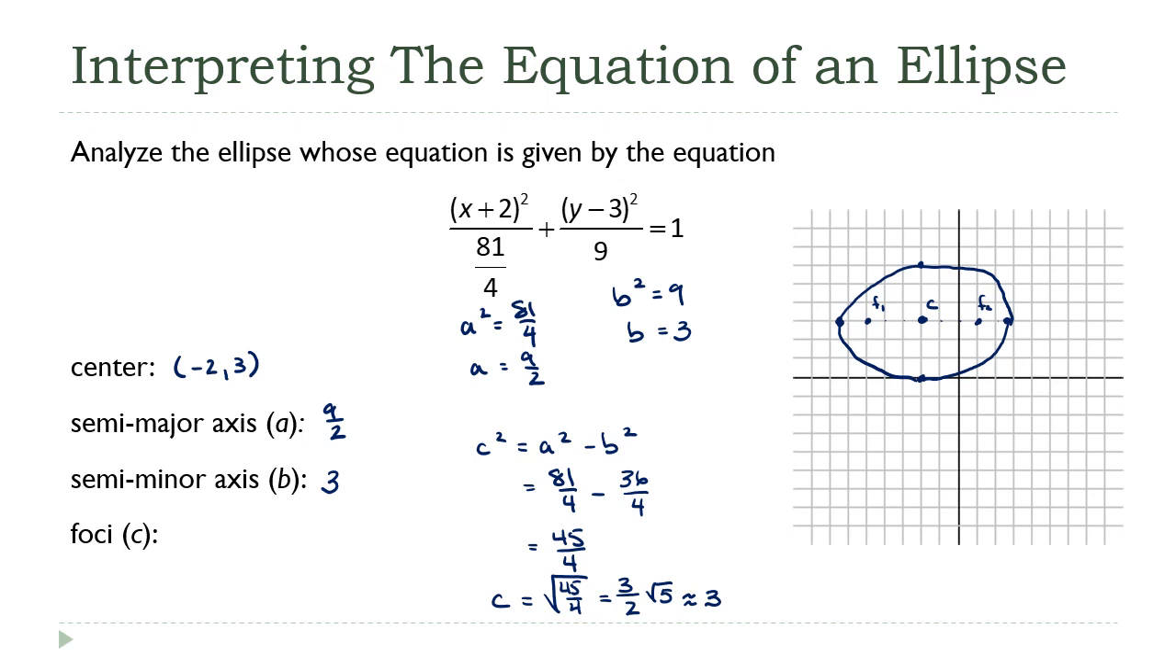All right, so what are the coordinates of those focal points? Well, you can see from the diagram, their y coordinates are all the same. Their y coordinates are all 3, and it's the x coordinates that are different. It's -2 plus or minus 3 halves square root of 5. So there are my focal points.